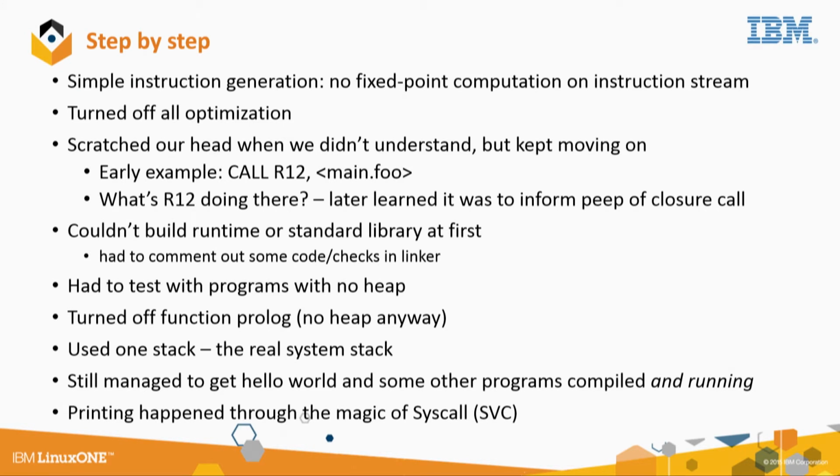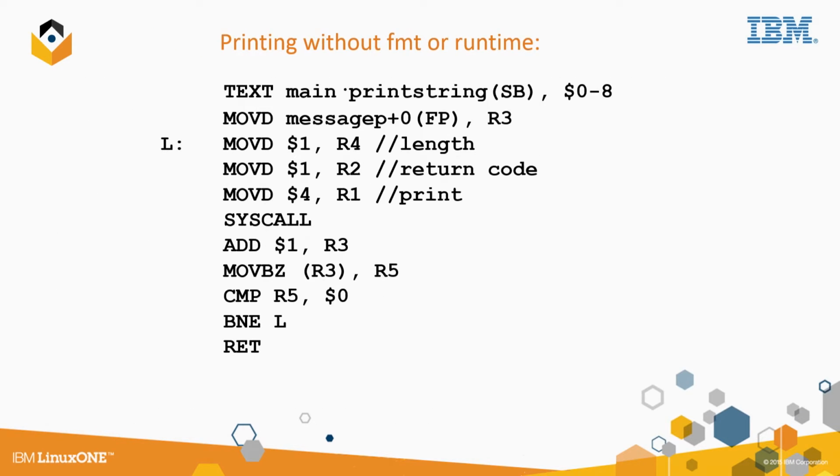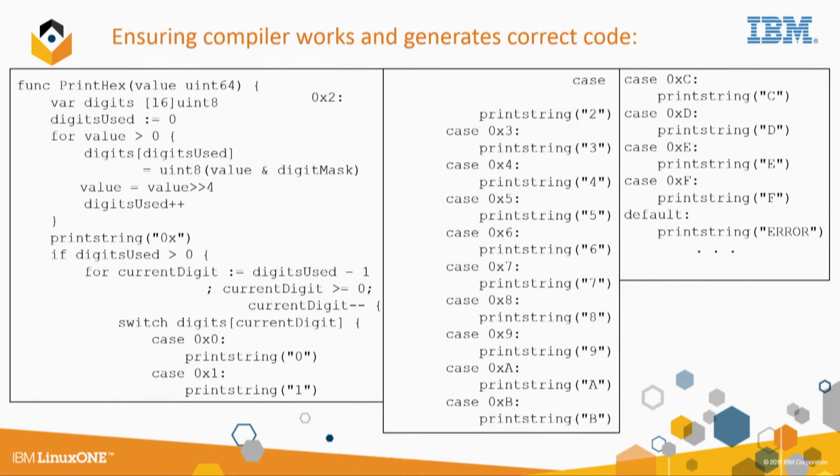Couldn't build the runtime. How do you test a program with no heap? Turned off the function prologue. We used the system stack. We didn't use heap stacks. And we still managed to get Hello World working. Through the magic of the SVC call, or the syscall, on Linux, I didn't know this, but you can print directly from the operating system onto the screen. So we got Hello World.